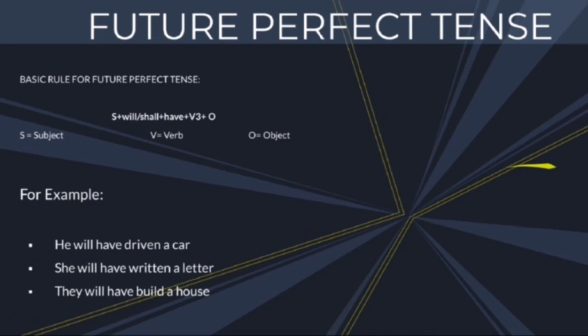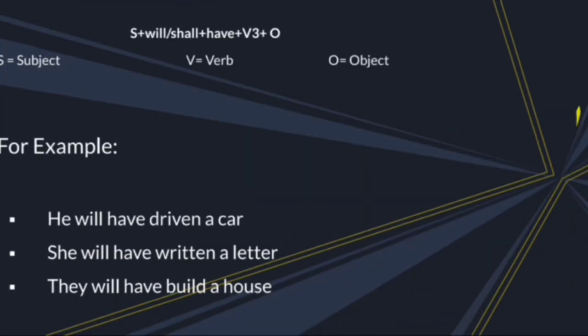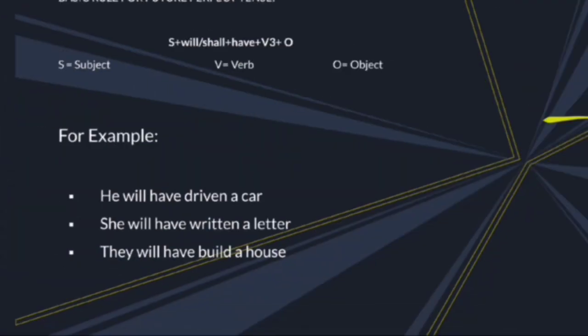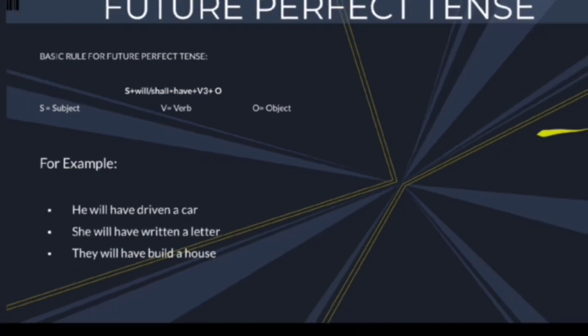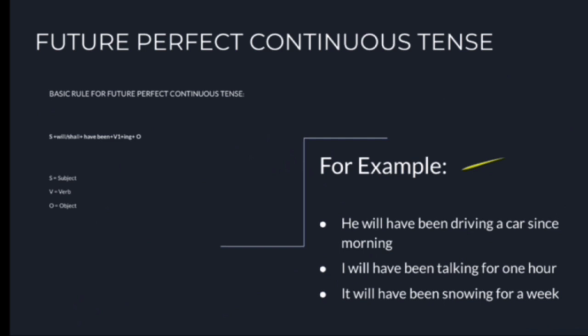Now we have future perfect tense. Basic rule for future perfect tense: subject plus will/shall plus have plus v3 plus object. For example, he will have driven a car, she will have written a letter, they will have built a house. Now the use of future perfect tense could be when we talk about something that in future will have been done by a specific time or point.